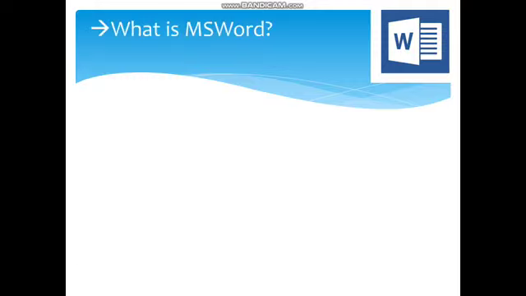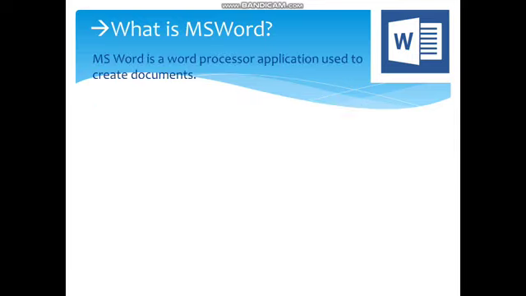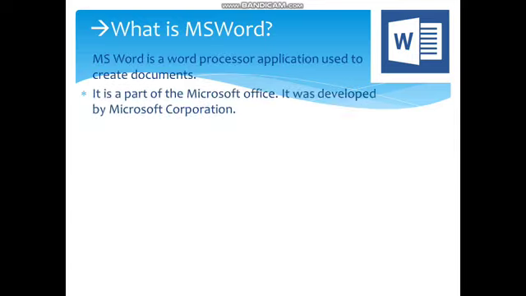Again, we will see what is Microsoft Word. Microsoft Word, we already understood, is a word processor application and it is used to create documents. It is a part of Microsoft Office. It is developed by Microsoft Corporation. Microsoft Company developed this Microsoft Office package. So in that package, along with that, we can see Microsoft Word also.